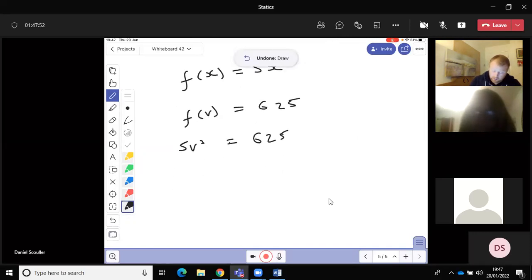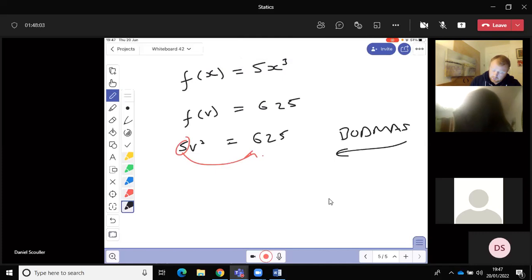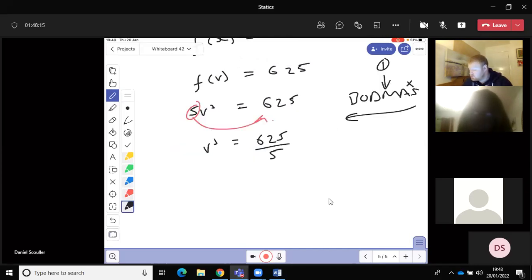Okay, then we start moving that across. So our multiple goes first. Rearranging, we're going right to left. There's no add and subtract, the multiple goes first. Okay, v cubed equals 625 over 5. Is that solution? 125.